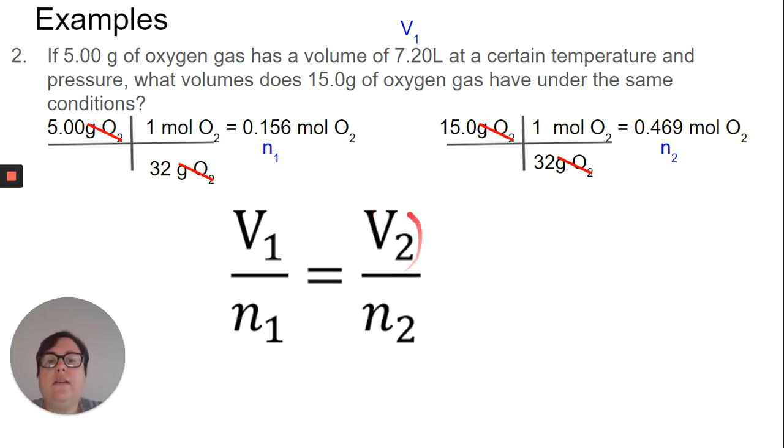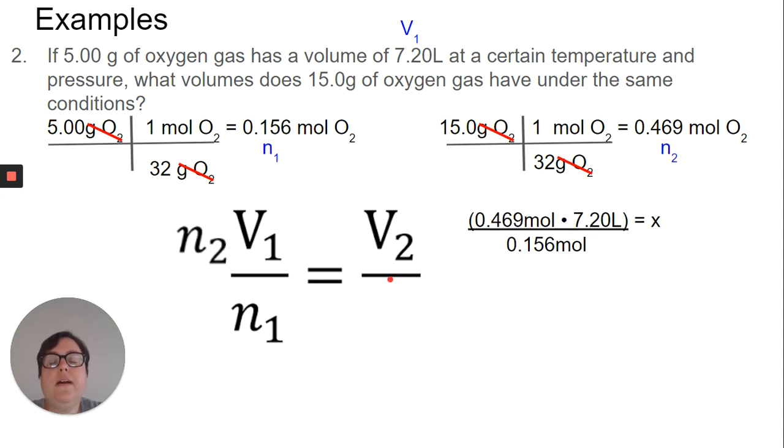So again, if we're looking for V2, it's already on the top. We just need it to be by itself. So we're going to multiply both sides by N2. Then we can plug our numbers in. N2 times V1 divided by N1 equals V2. Moles will cancel, leaving us with the volume, and we get 21.6 liters.